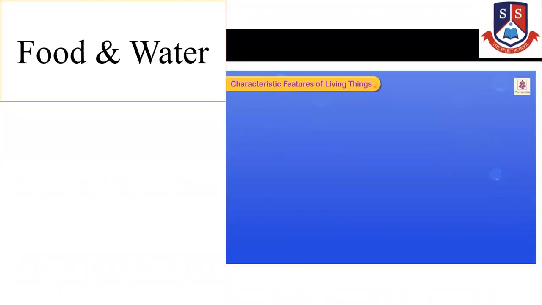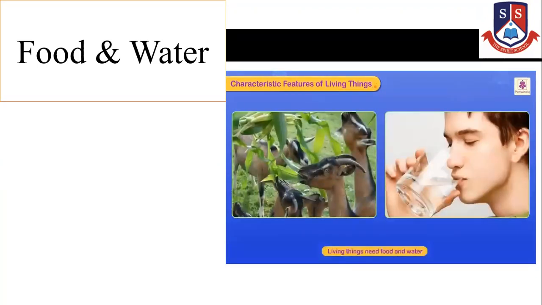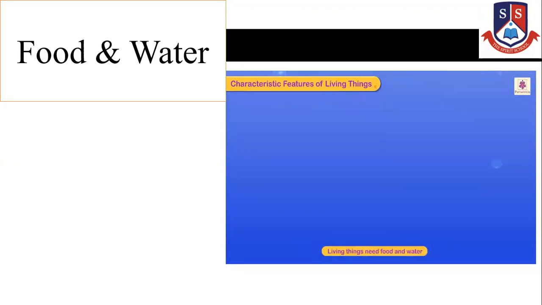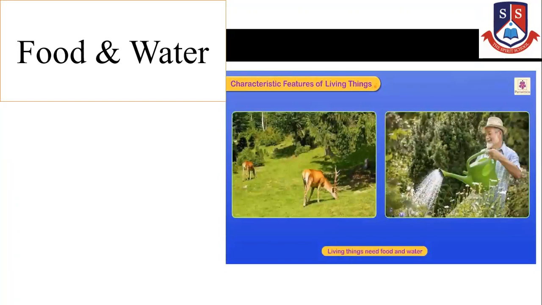Food and water as characteristics of living and non-living things. Let's watch a video and note the important points of this video. Let's start. Living things need food and water. Animals and plants need food and water to live.